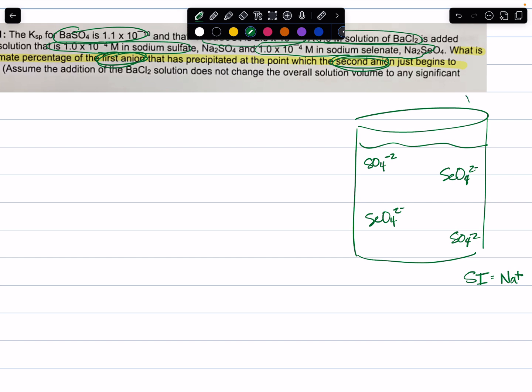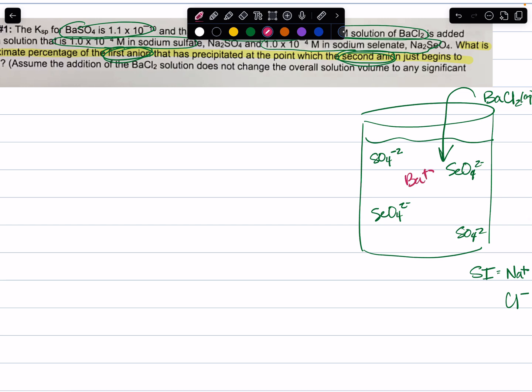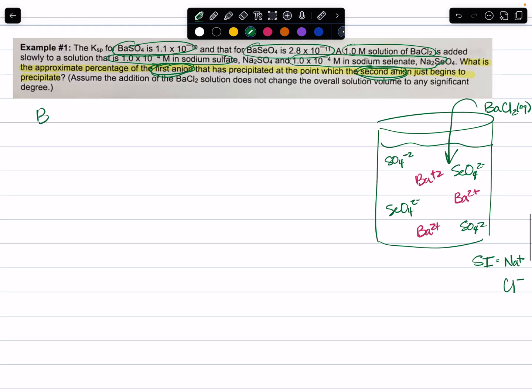All right, so to this, I'm going to add in a solution of barium chloride. Now similar to my sodium, that chloride ion is going to be a spectator ion, so I'm not going to put it in either. But I am going to have barium ions in here. Now those barium ions will interact with selenate and sulfate and form insoluble precipitates. So our two precipitate options here are going to be barium sulfate and barium selenate.